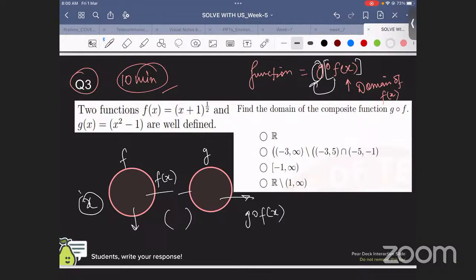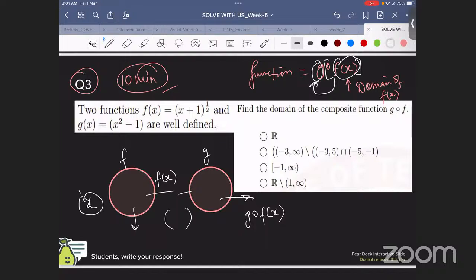Are you able to understand? Yes, sir. So basically, if you have to calculate the domain of any composite function, for example g of f(x) or f of g, you have to take care of only two things. First, take care of the inner function, then the outer function. For the inner function, you have to take all those values of x that satisfy it. Basically, you calculate the domain of the inner function.